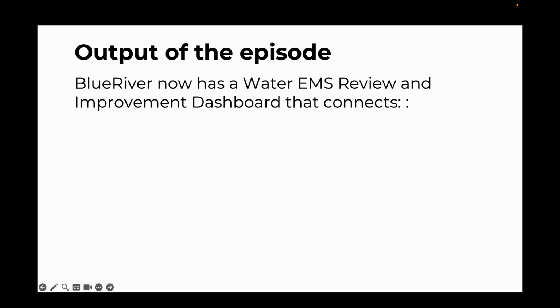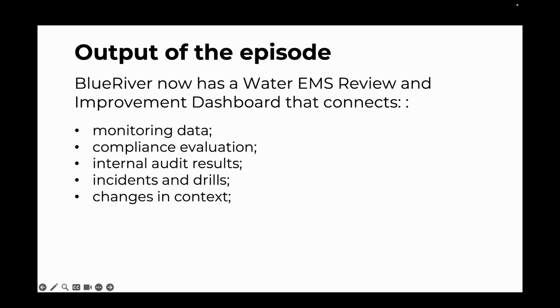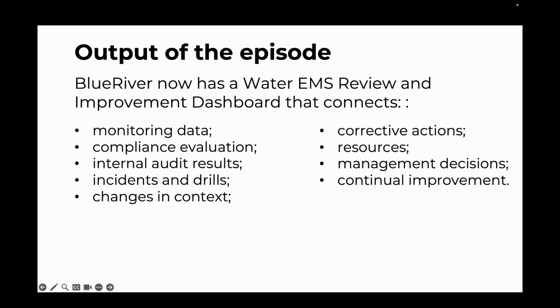So the output of this episode is the Water EMS Review and Improvement Dashboard. BlueRiver can now connect monitoring data, compliance evaluation, internal audit results, incidents and drills, changes in context, corrective actions, resources, management decisions, and continual improvement. This is what closes the loop. The EMS is no longer a set of disconnected documents. It becomes a management system that sees, learns, decides, and improves.